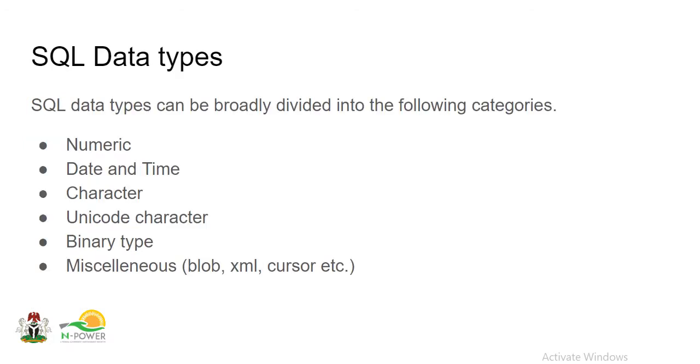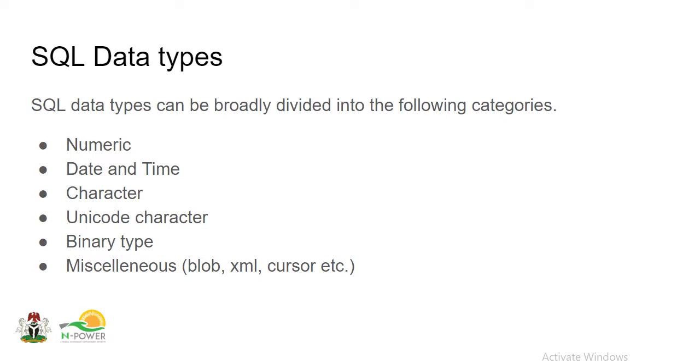Now let's take a look at the data types we have in SQL. When we talk of data types in SQL, the SQL data type defines the type of value that can be stored in a table. For example, if we want a column to store only integers in the database, then we can define the data type as int. The SQL data types can be broadly divided into the following categories.